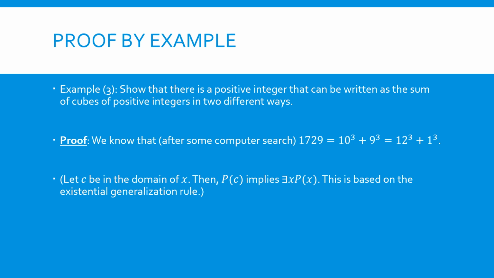Consider this example. Prove that there exists an integer that can be written as the sum of cubes of positive integers in 2 different ways. Note that we are only asked to prove the existence of such an integer. In this case, we can use proof by example and propose an element in the domain that makes the proposition true. Using some computer search, we can find such a positive integer. Therefore, we can claim that the corresponding existential statement is true. The rule of inference used here is existential generalization.